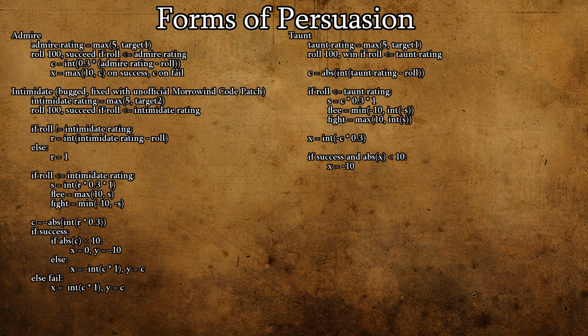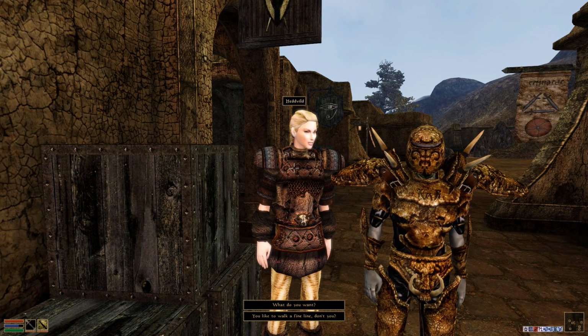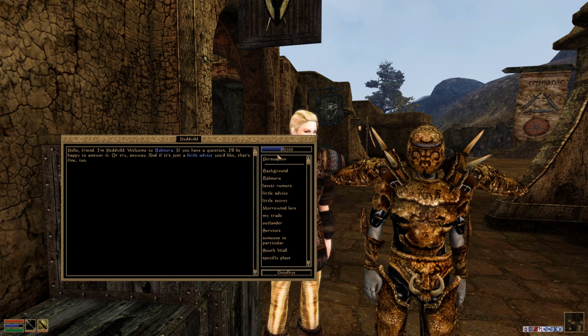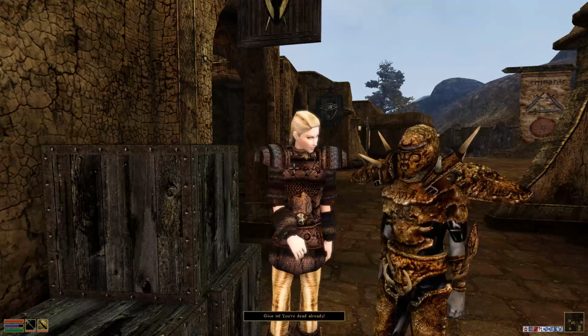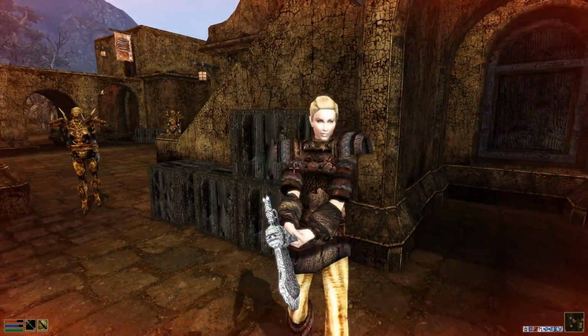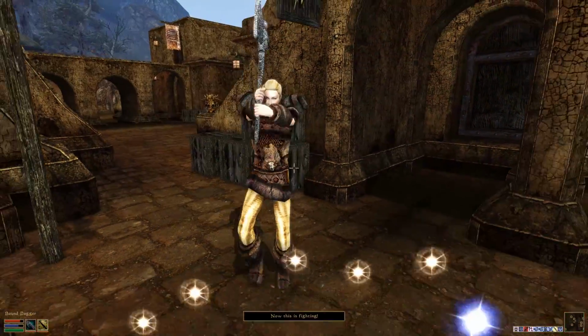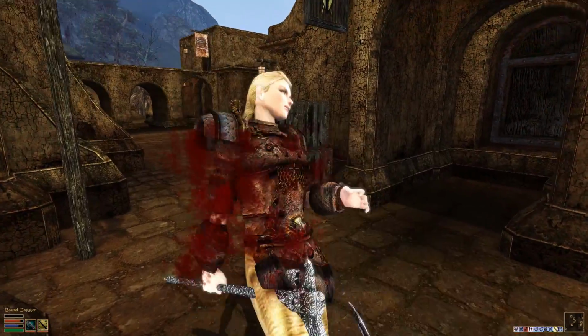Taunt works inversely compared to Intimidate. On success, disposition is lowered, flee chance is lowered, and fight chance is raised. You can use taunting to legally fight and kill NPCs. In Morrowind, murder is legal so long as you didn't initiate combat. It's worth noting that there is an extremely low chance, if you have poor Speechcraft and personality, failing to admire an NPC can actually provoke them to attack as well.